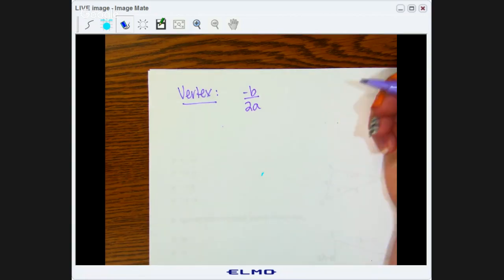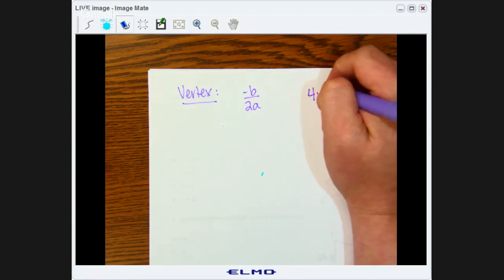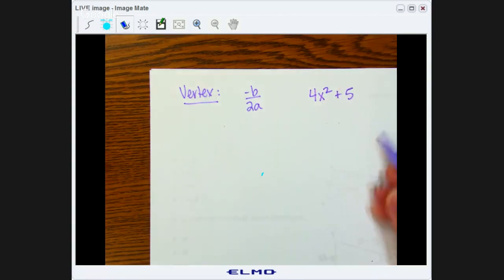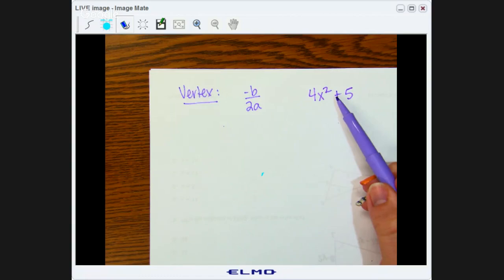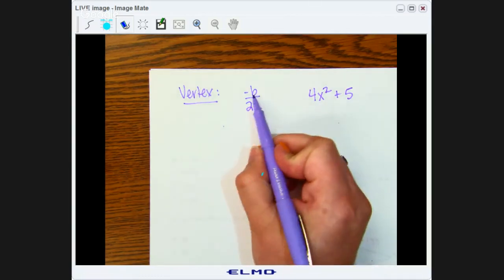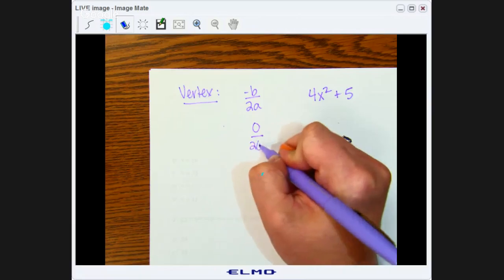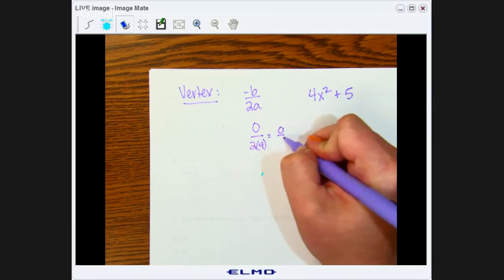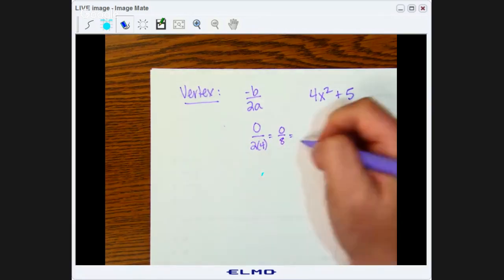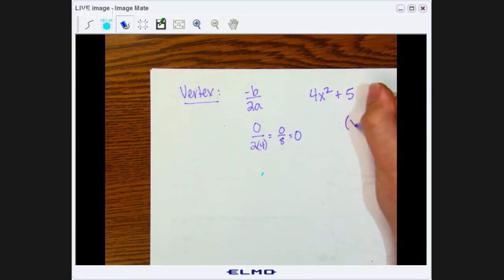So let's say that we have an equation. Most of the ones that we have look something like this, where we're missing the b value. If I'm missing the b value, that means that b is 0 and therefore has eliminated that x term. So when I plug b into this equation, I would get 0 over something, and in this case, it would be 0 over 8. And 0 over anything would just be 0. But by doing that, you're just finding the x value of your vertex.